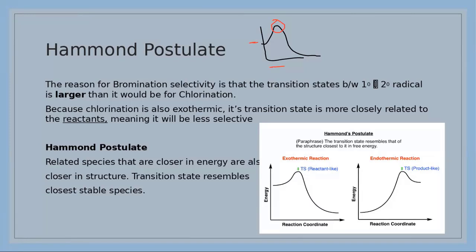This can be used to explain why bromination is more selective than chlorination. Because the transition state resembles the final product, it's not going to be as stable to choose among many different reactants. It's going to want to pick one and go all the way through to that product. That's the Hammond postulate.